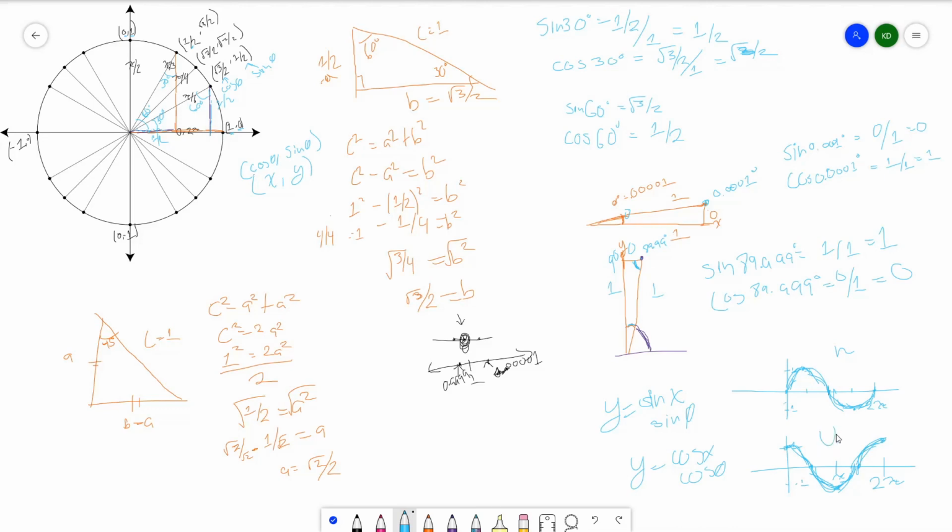So that's why it's important to know these values, because you're going to need to know them to be able to graph these two. And we're going to talk about them a little bit more in detail in the next video.